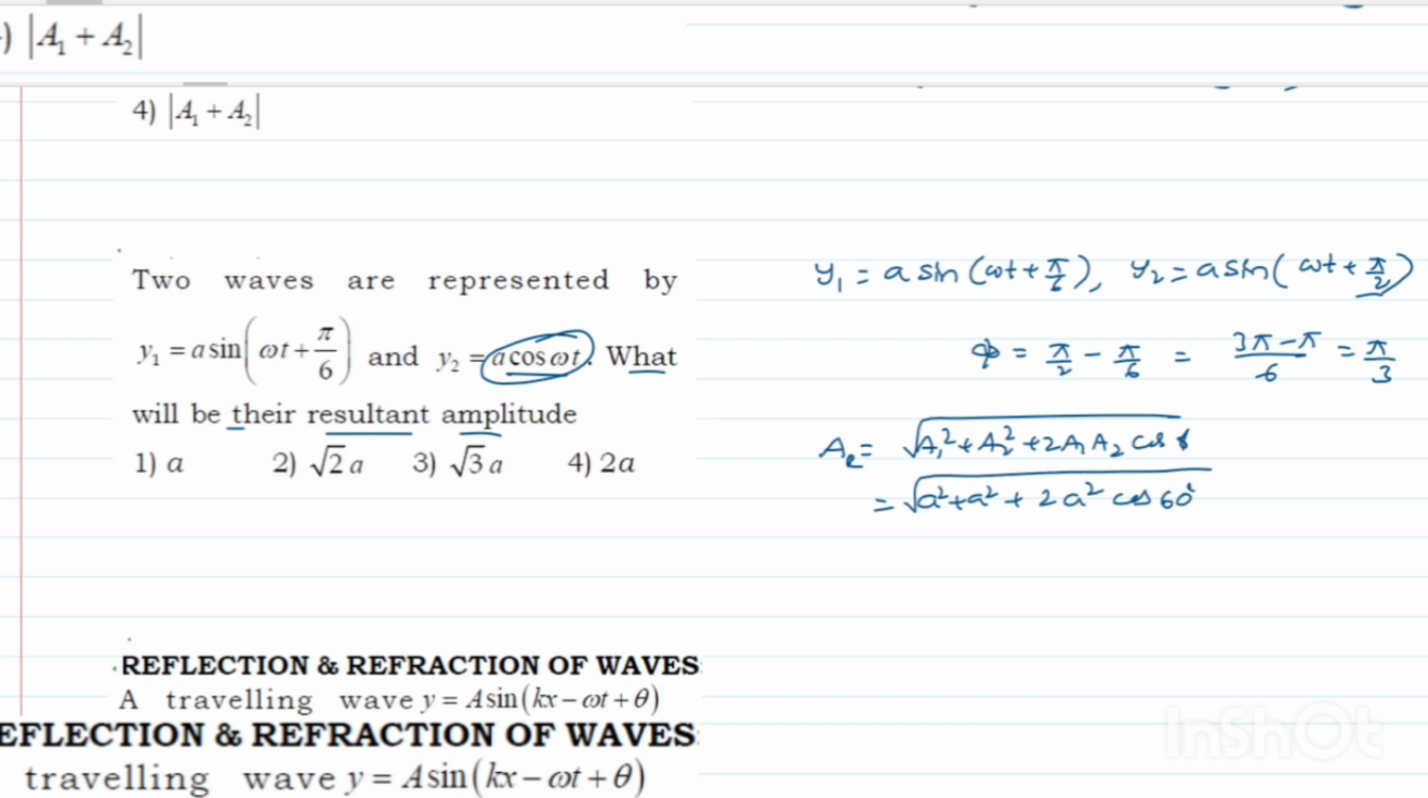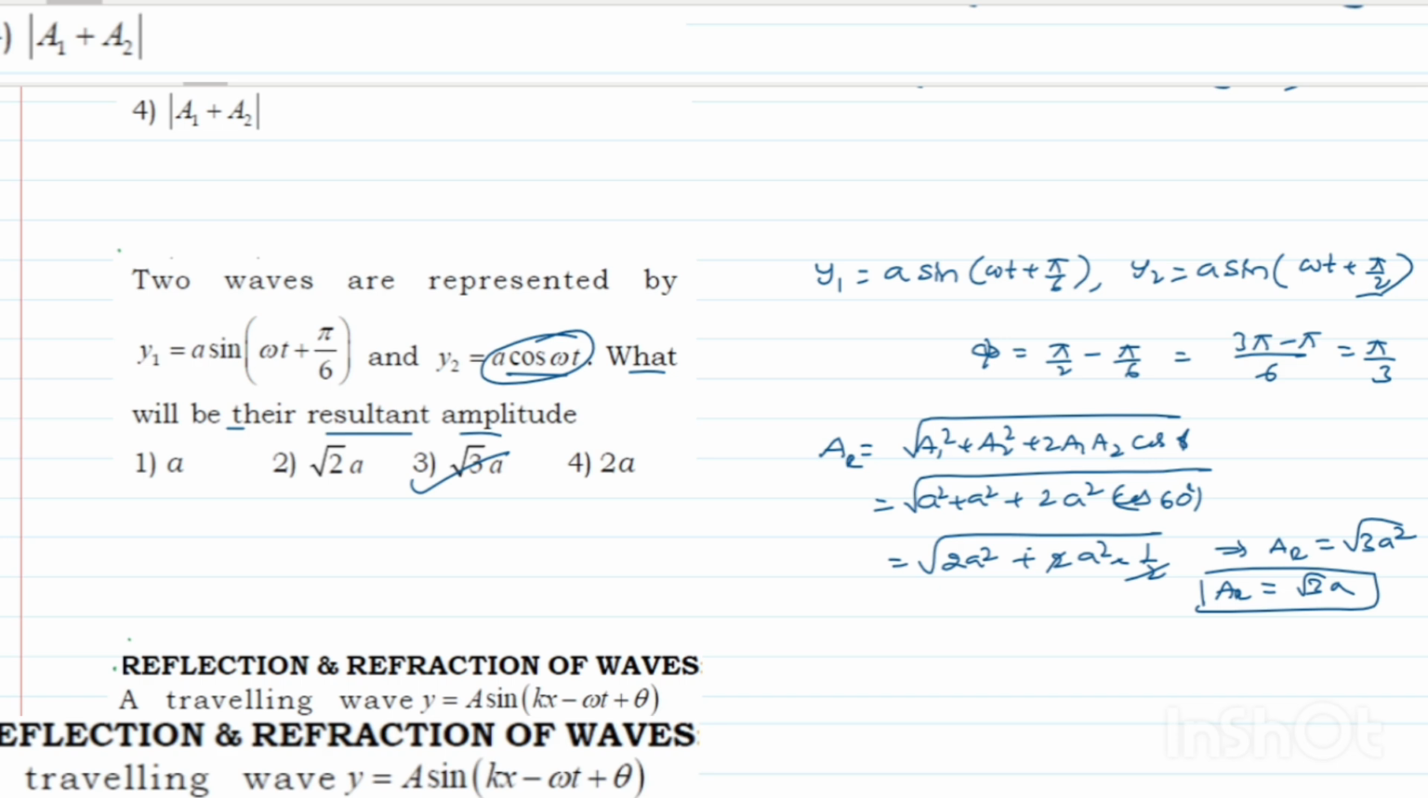So cos 60 is 1 by 2. So instead of this one, here you can take 1 by 2. That means here we will be getting 2a square plus 2 into a square into 1 by 2. 2 gets cancelled. 3a square will be getting. It's nothing but the amplitude, which is equal to the square root of 3a square. So the resultant amplitude will be getting as root 3a. So root 3a is the correct answer.